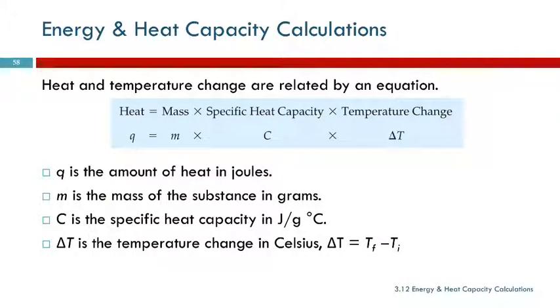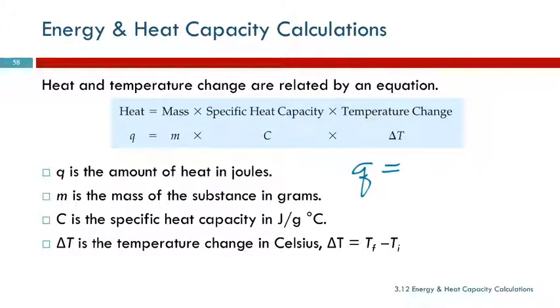So heat and temperature change are related by this equation. The heat, that's the amount of energy, equals the mass of the substance times its specific heat capacity times the temperature change. So Q equals mc delta T. It's all spread out. It's a little hard to see.